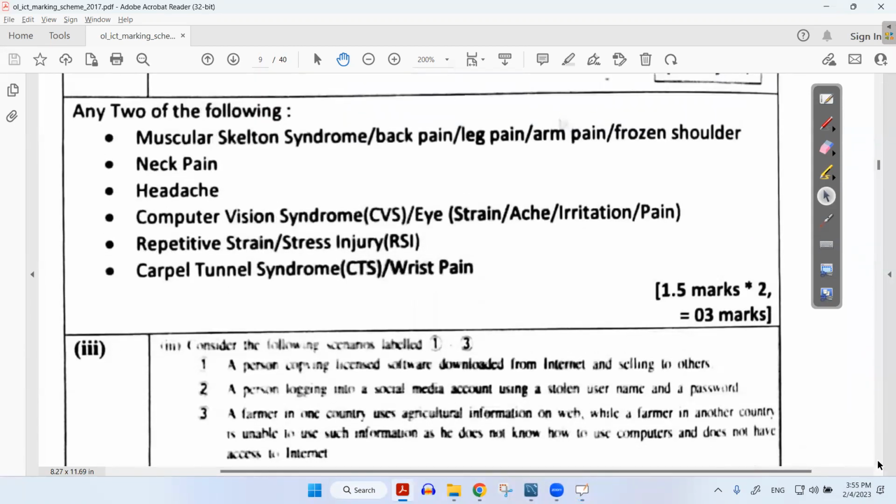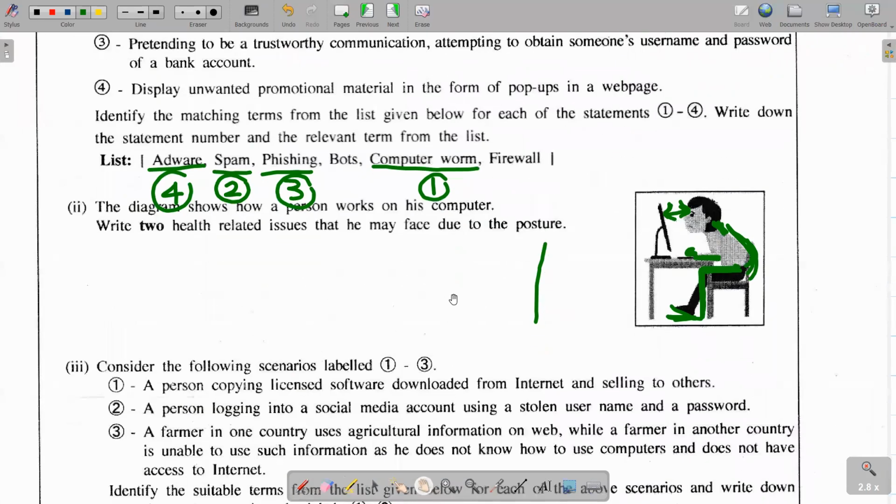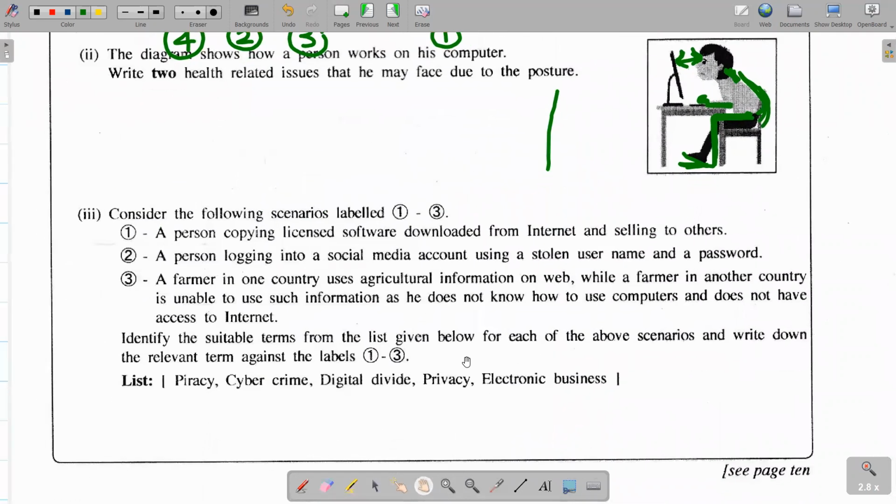Right, and the third part, they are talking about, consider the following scenarios, labeled 1 to 3, and what they are asking is identify the suitable terms from the list given below for each of the above scenarios and write down the relevant term against the label 1 to 3. A person copying licensed software downloaded from internet and sell it to others. So that is what you call piracy, right? So this goes with the one.